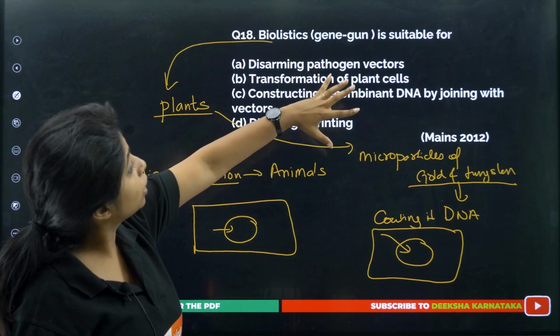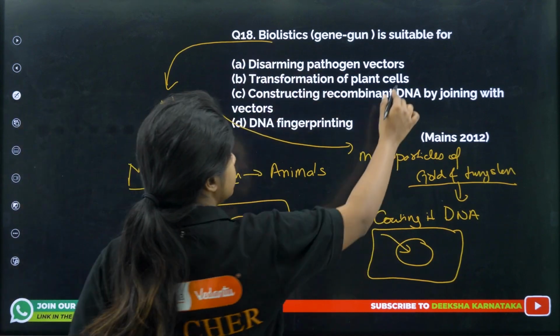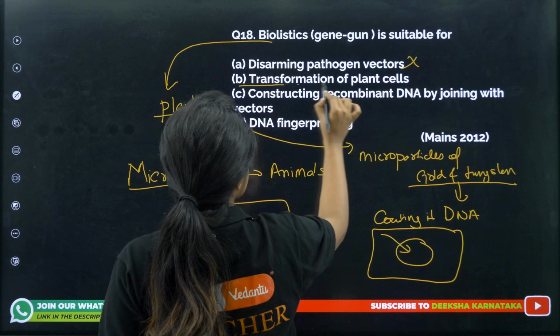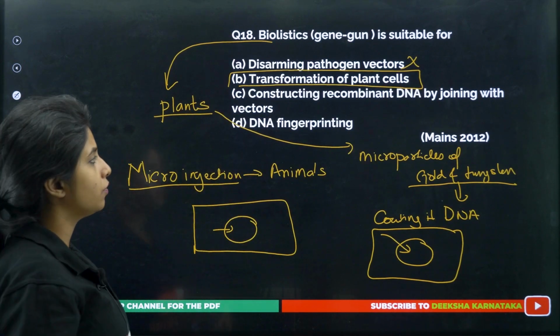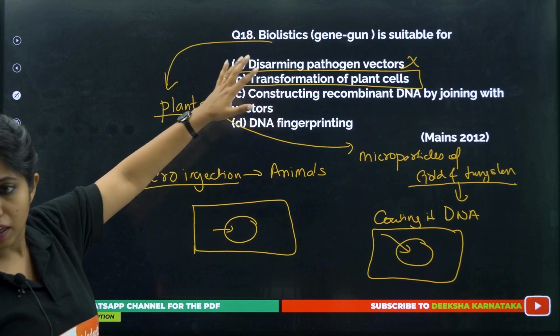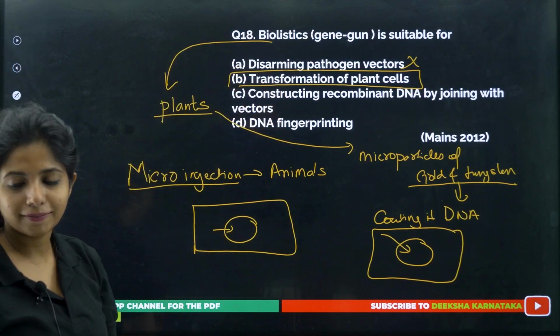So biolistics is suitable for what? Disarming pathogen vectors? No, children. Transformation of plant cells? Yes, children, this is the answer. Construction of recombinant DNA by joining with vectors, DNA fingerprinting, nothing, just the plant cells. If you know about this, you get this answer correctly.